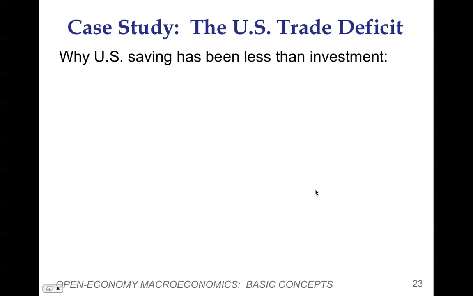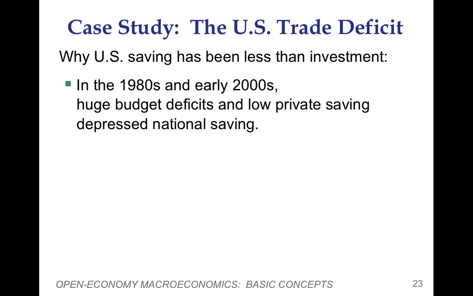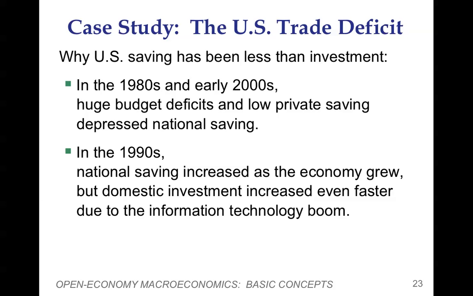Okay, U.S. trade deficit. Why has U.S. savings been less than investment in the 1980s and early 2000s? Huge budget deficits and low private saving depressed national savings. The U.S. was definitely a laggard in private saving. In the 90s, national savings increased as the government grew, but domestic investment increased even faster due to the information technology boom. So there was a lot of investment in research and development, and thus a fair amount of borrowing from abroad to finance that investment.